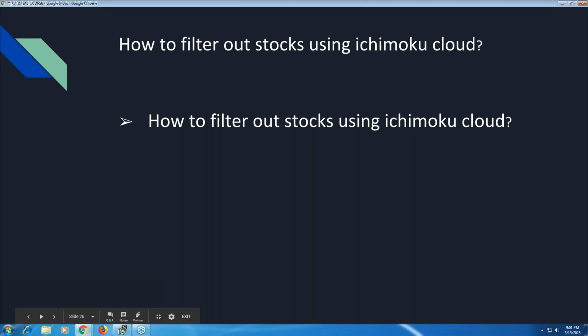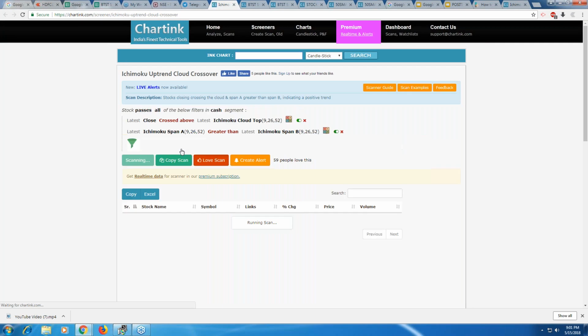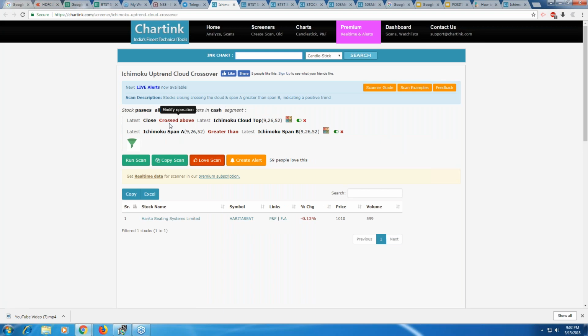I'm going to take you to my Telegram channel, and from there I'm going to take up some Ichimoku scanners, charting scanners, simple scanners. Some of them are very basic. So here it's simply crossed above the latest Ichimoku cloud top, and Ichimoku span is greater than the latest Ichimoku span. So you get the Harita seating system, and it's negative today. Volumes are also not good, so I'm not interested in this right today. I don't think we'll get many stocks, but still let's just scan through them.